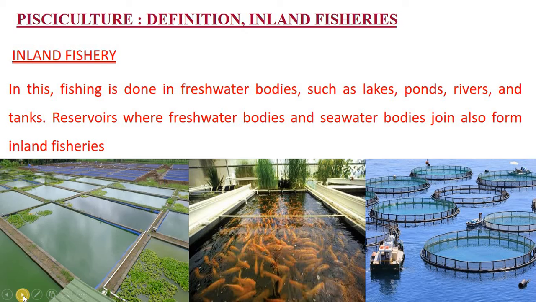Here you see these inland fisheries, particularly in the coastal regions. These fisheries are abundantly done in the Mangalore region and in the coastal region of Andhra Pradesh and also West Bengal, Orissa, Kerala, Tamil Nadu, all these places. So this fishery is done, rearing of fishes in the lakes, ponds, rivers and tanks.